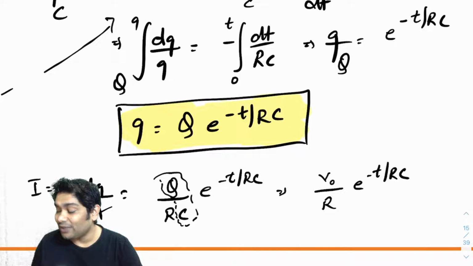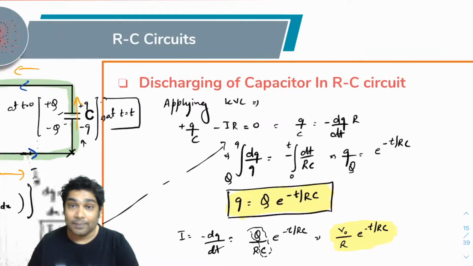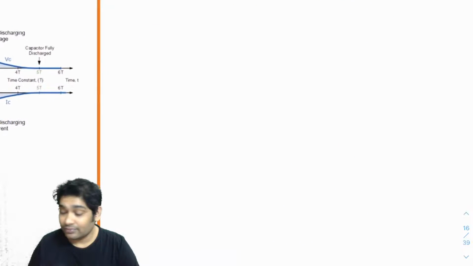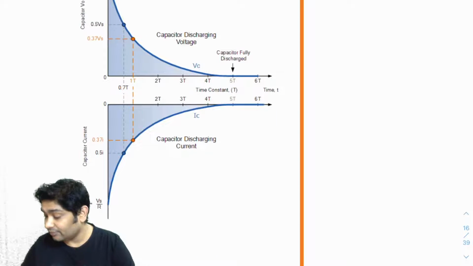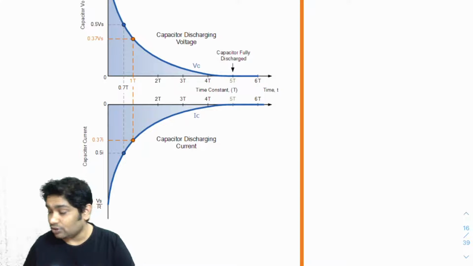So what is happening to the capacitor charge? It is decaying exponentially. What is happening to the current in the circuit? That is also decaying exponentially. Okay. So now let's take a look at these graphs. So this is what both the things are looking like. Okay. So the current is also reducing. The charge on the capacitor is also reducing.